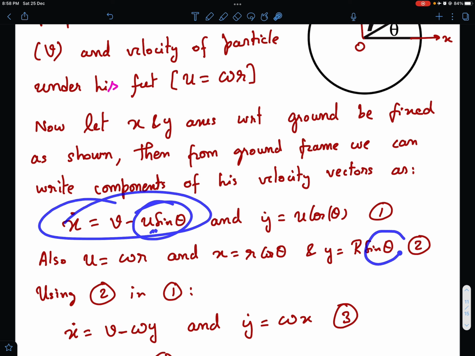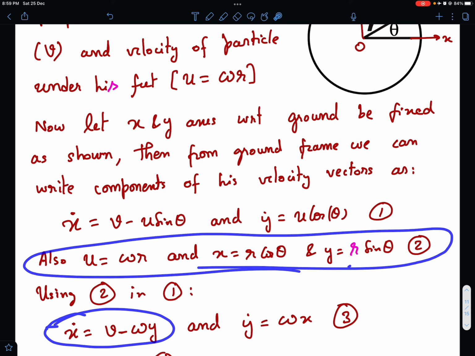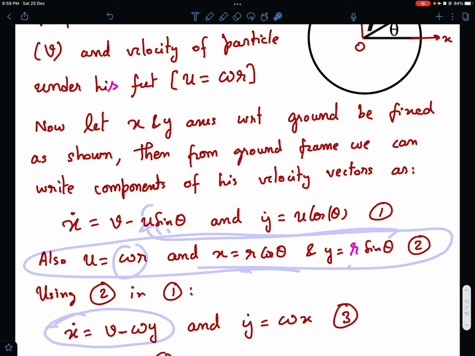But what is sin theta? Sin theta is y by r. So you put that, and by the way, I should have written this as a small r, this is not capital R. Small r and capital R are the same thing. Okay, so if you use that here, sin theta is y by small r and u is omega r, so r will cancel off and you will have x dot as v minus omega y. I'm sure you are able to see it from equation 2. Substitute for sin theta and u as omega r, so that's what you get.